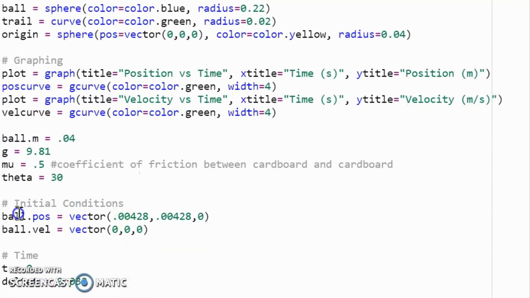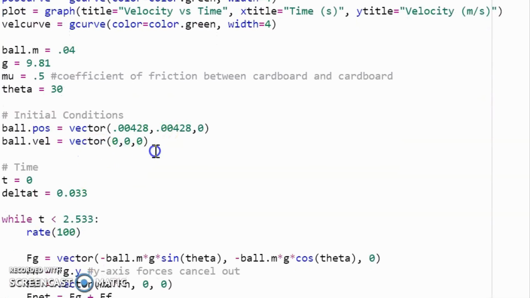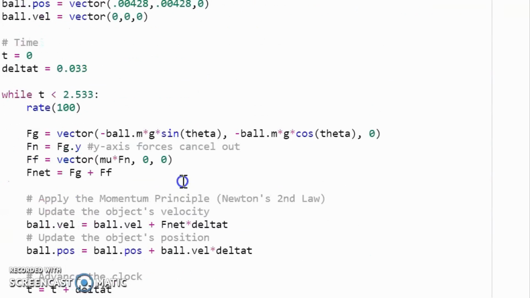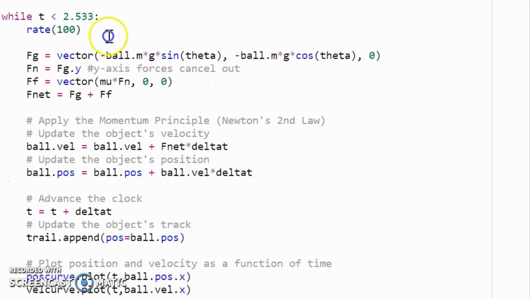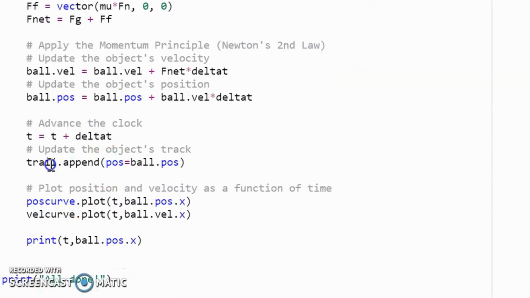I then set the initial position and velocity of my model. Because my object was initially at rest, I made the initial velocity 0. The last thing I did before coding my loop was set the initial time to 0 and the time step. In the loop, I calculated the force of gravity and the force of friction for each iteration and used those values to calculate the net force. I then updated the position and velocity using Newton's second law and advanced the clock by delta t. I updated the ball's position on the track and plotted the data values on the graphs. Finally, I ran my code and collected the data from my model.